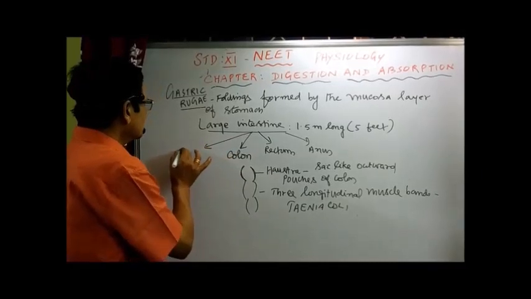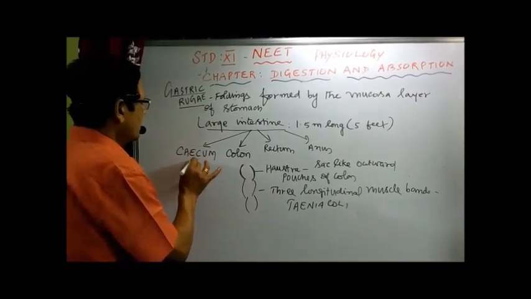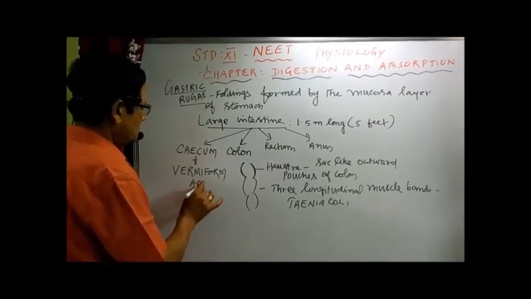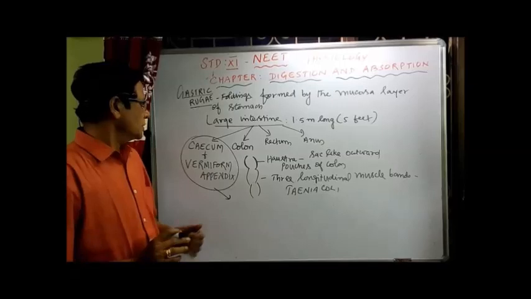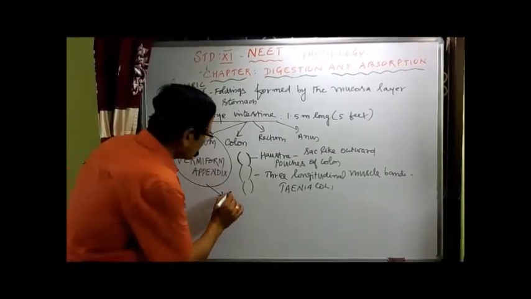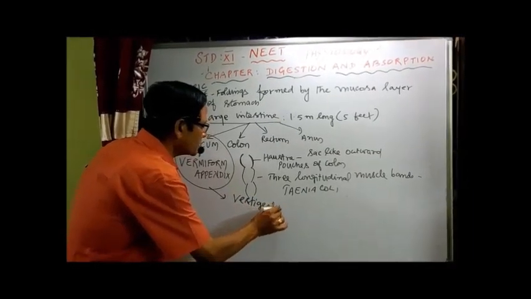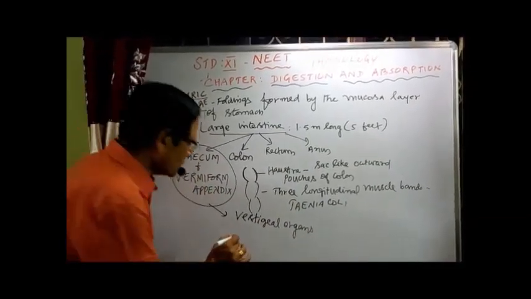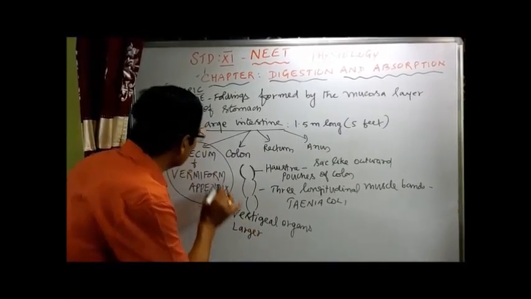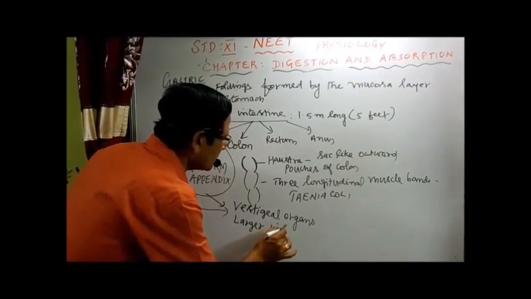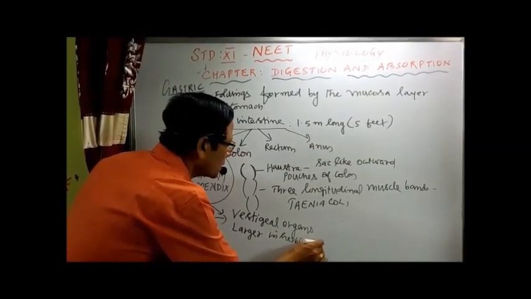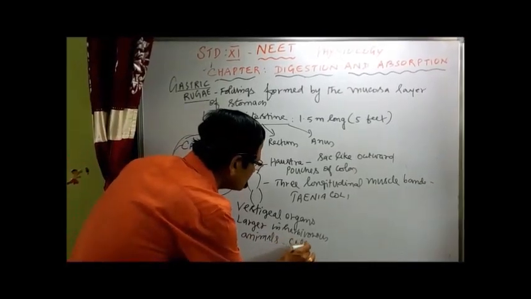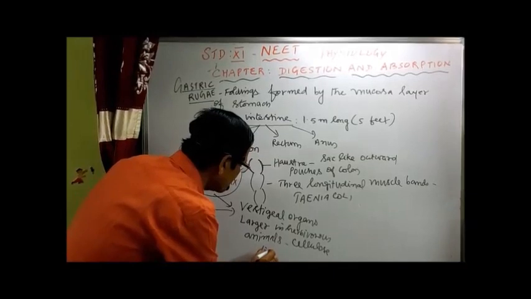Now we have colon, rectum, anus. Along with these you have to know the cecum and the vermiform appendix. Now cecum and vermiform appendix are vestigial organs because they are not functional. Actually these organs are larger; the cecum is larger in herbivorous animals, because it is a region of cellulose digestion.